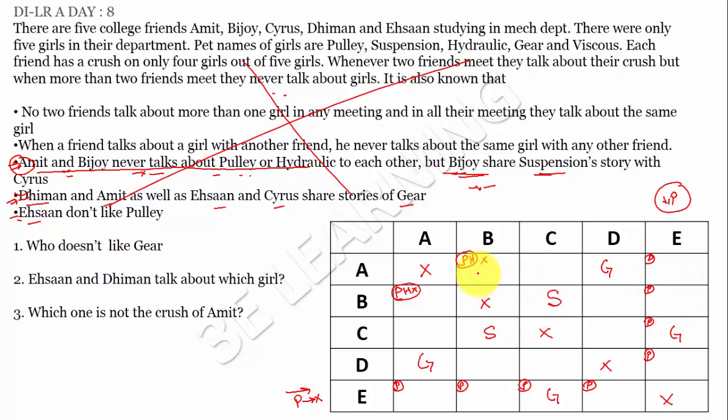Okay, so we know we do not want pulley here, we do not want hydraulic here. Since gear is here, gear is again a big no here. Suspension is here, so suspension is also no. So no pulley, no suspension, no gear, and no hydraulic. It means A and B should be viscous. A and B talk about the viscous.